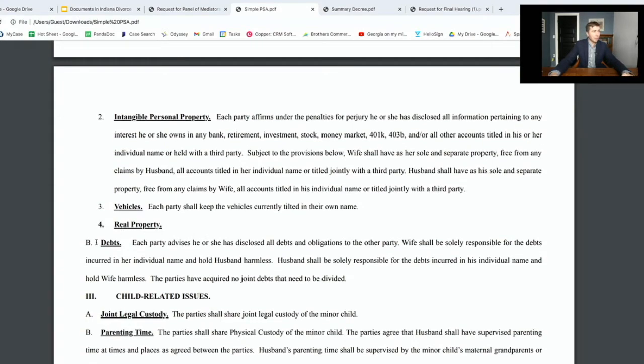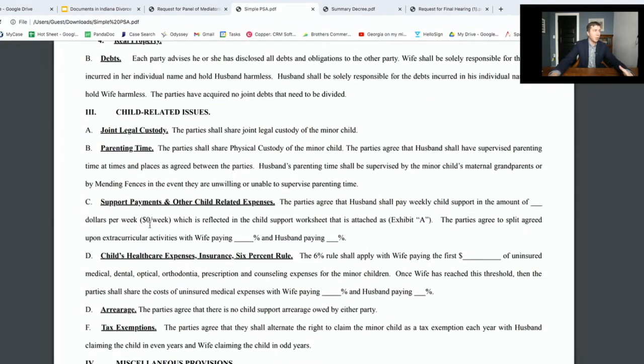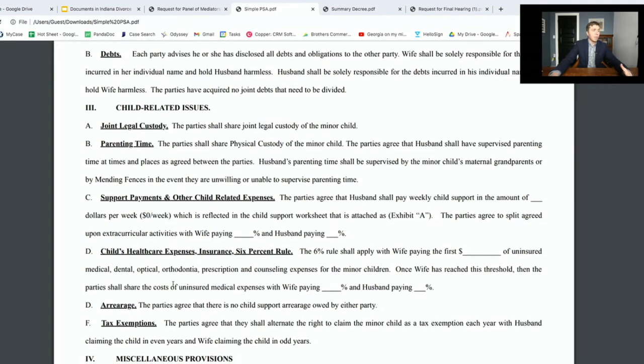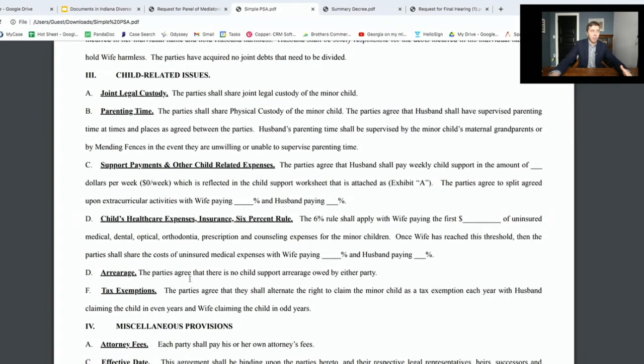You would need to work out things like joint legal custody, parenting time, child support, what's going to happen with health care, child support arrearage. And then another thing a lot of people forget is tax exemptions. It needs to specify what happens with the children in each tax year, who's going to claim the child for taxes. And this is a very common setup, where the parties with one child would alternate the right to claim the child for taxes, with one party claiming even years and one party claiming odd years.